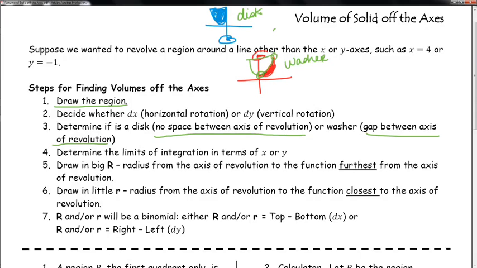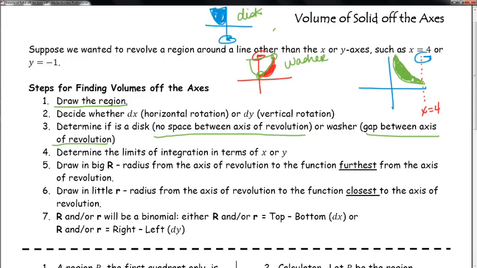And so next you're going to draw in big R, and big R is, in this case, going to represent how far the furthest function is from the axis of revolution. What I mean by that is, let me do this in blue. I want to revolve around X equals 4. And let's say I have an area that looks like a banana. Probably should do that in yellow. Alright, and so we're revolving around X equals 4.